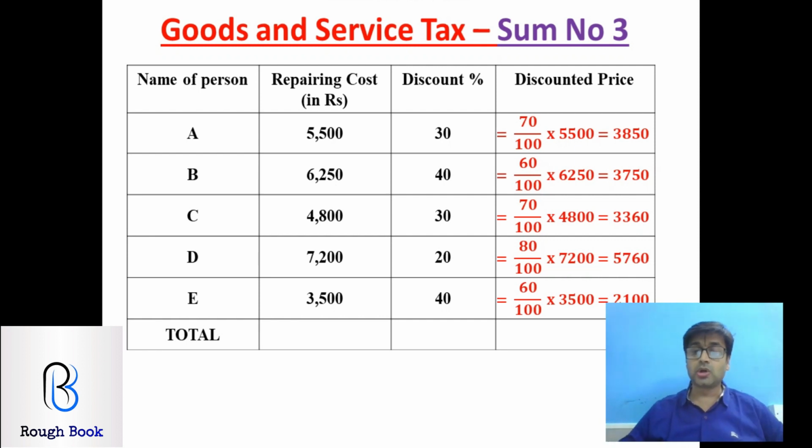If you got all the answers correct, now you need to calculate or add up all the discounted price to get your total price. So let's count and calculate. Come on, calculate it. Pause the video if you want more time. Calculate and get me the answer. So the answer is going to be 18,220.